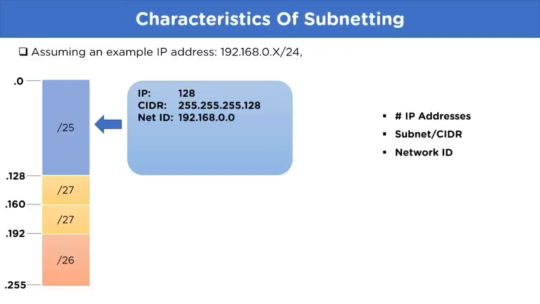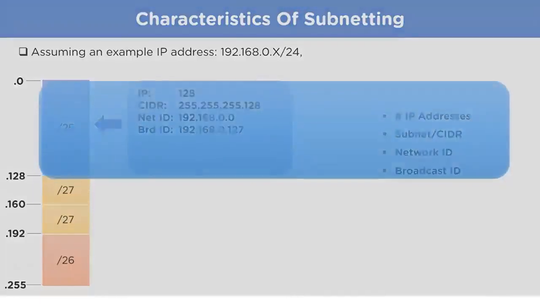Then we have the network ID, which represents the topmost network address in the subnetwork block. In our case, it is 192.168.0.0. Then we have broadcast ID, which is the last IP address in any subnetwork block. In our case, it is 192.168.0.127.